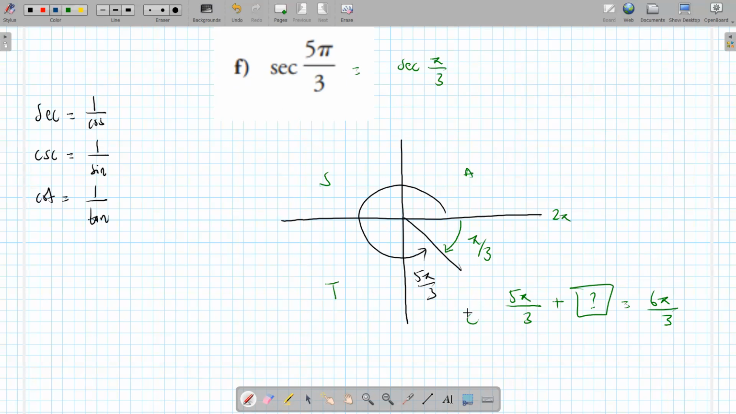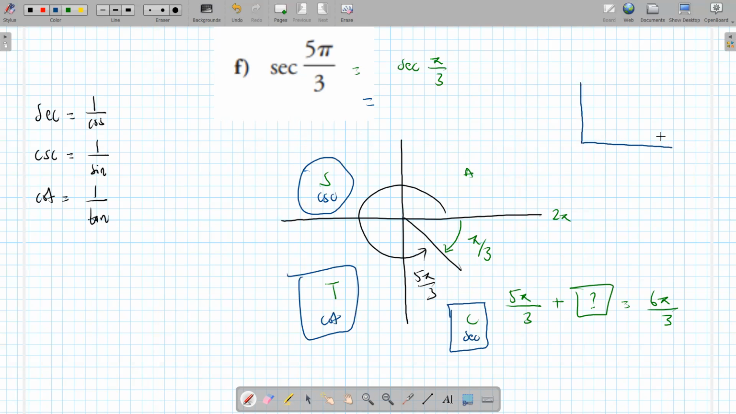Now, cosine is related with secant. So in quadrant 4, secant is also positive. Cosine and secant are positive. Quadrant 2, tan and cotangent. Quadrant 3, sine and cosecant, and in quadrant 1, everything is positive. So is secant positive or negative in quadrant 4? It's positive, right?